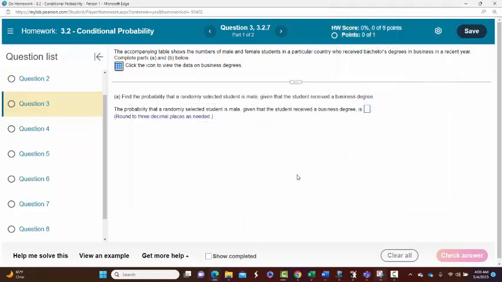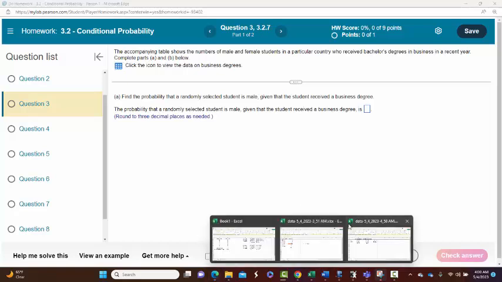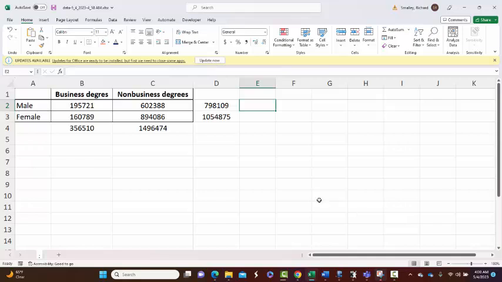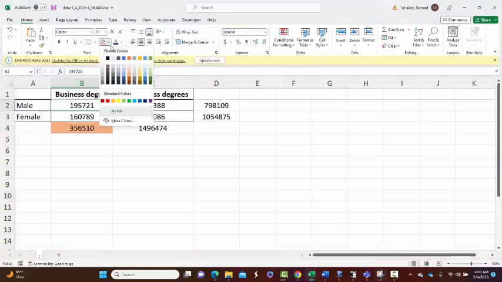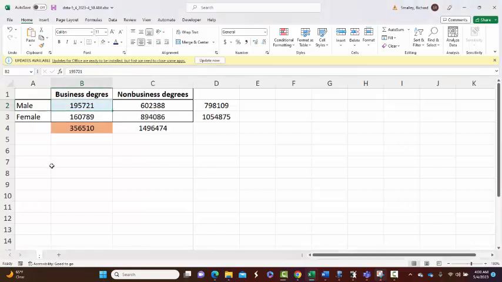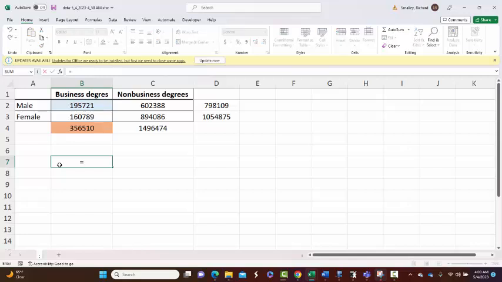Find the probability that a student selected is male given that the student received a business degree. So I'm going to use color coding on this one. Business degree, right there. Male, and make that a different color. From the business degrees, we have male, right there. So I'll just pick a cell right down here, and if you prefer to stick this in a calculator, that really makes no difference.